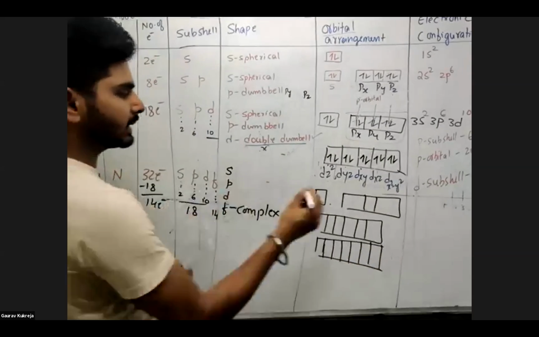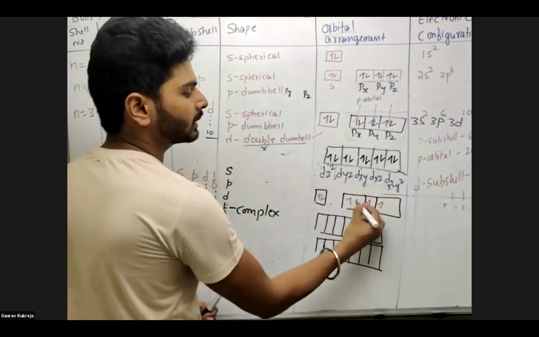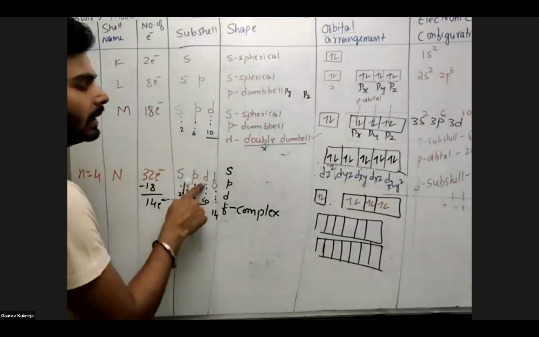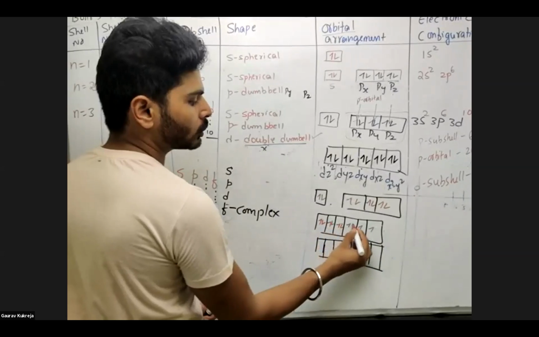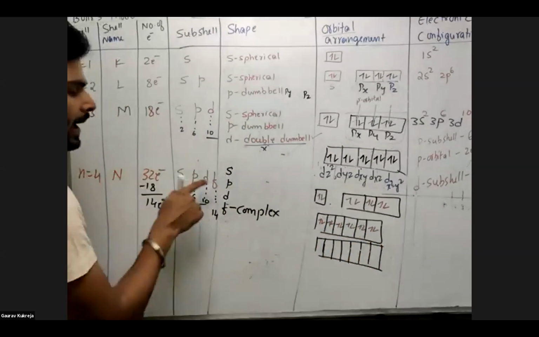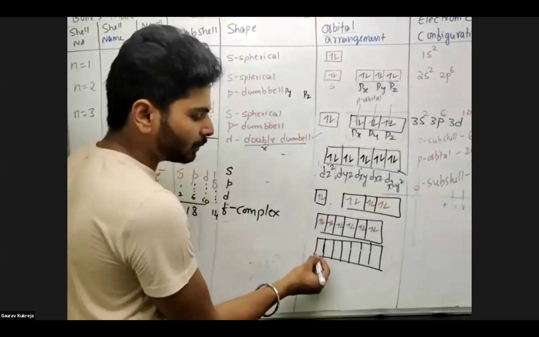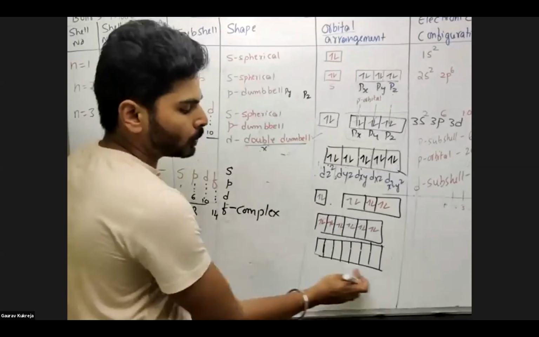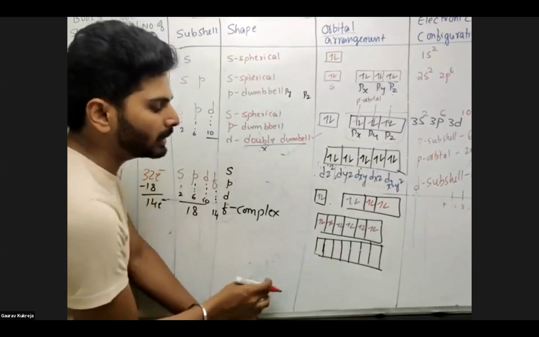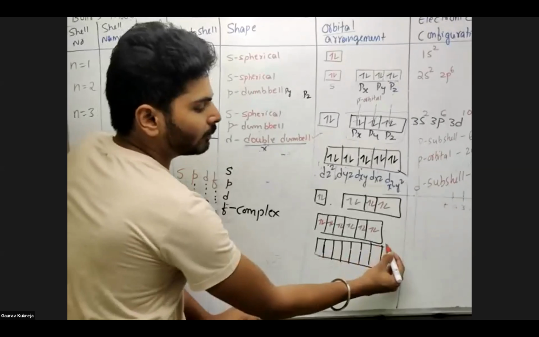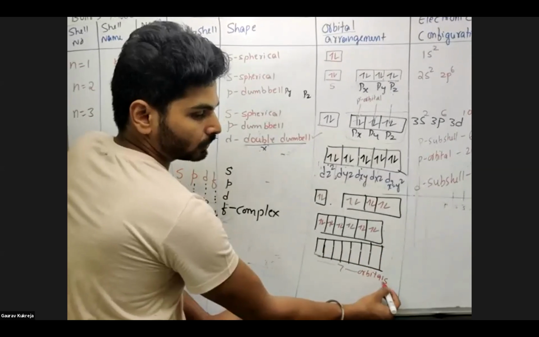So this S can occupy maximum 2, this P can occupy maximum 6. You have to fill like this. D maximum 10. One electron in each orbital first, then you are pairing. F will have 14 electrons. Now, since the shape is difficult to understand, we are not going to learn their names also. That will be skipped for your syllabus. So what you have to know is there will be 7 orbitals. 7 orbitals, that you have to know.